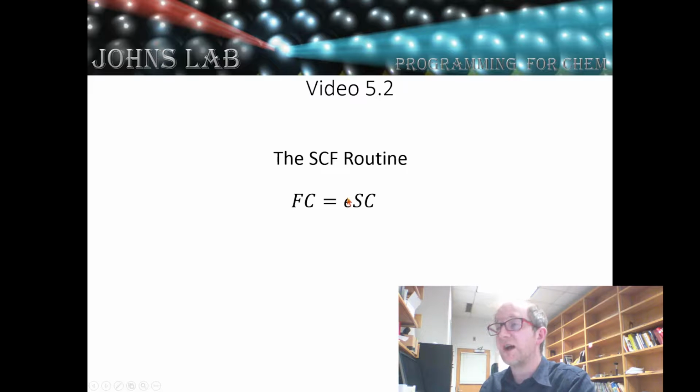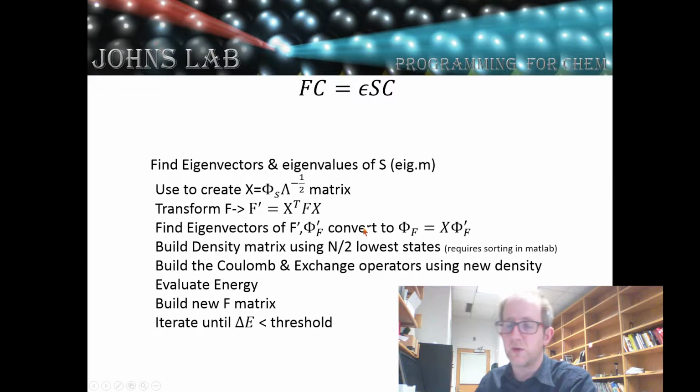We're going to be searching for the eigenvectors of that, so that we get an eigenvalue out times the overlap matrix times our eigenvectors again. So this is a little bit different. The reason why it's a generalized eigenvalue problem is because of this S matrix that we have, the overlap, here.